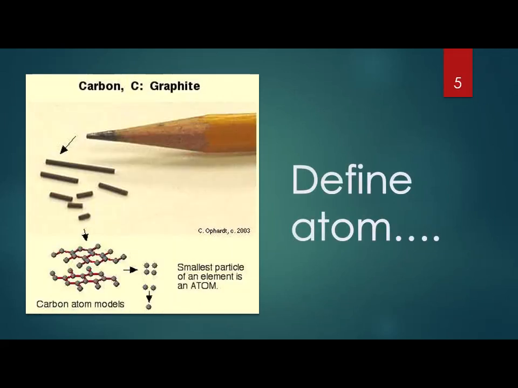So atoms are the smallest units of matter. Each atom contains protons, which have a positive charge, neutrons with no charge, and electrons with a negative charge. The structure of the atom will be described shortly, but elements are made up of the same kind of atoms. So that carbon atom makes up carbon, for example. You can't get any smaller than that.